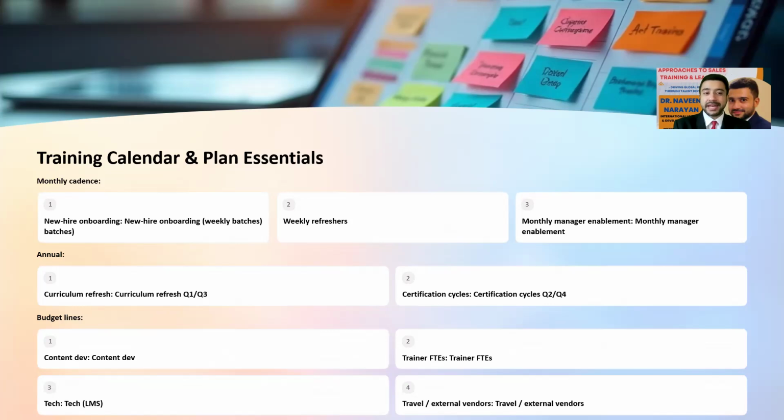Now for annual planning, within two methods I have told you. The curriculum refresh will happen annually, and the certification cycle we will also change sometimes. Nowadays we are going with a flow of 15 days, sometimes we make it 12 days, and whenever we want, we will reduce it. As AI has been introduced, our training has become faster, so because of that we have reduced it to 12 days, sometimes 10 days also.